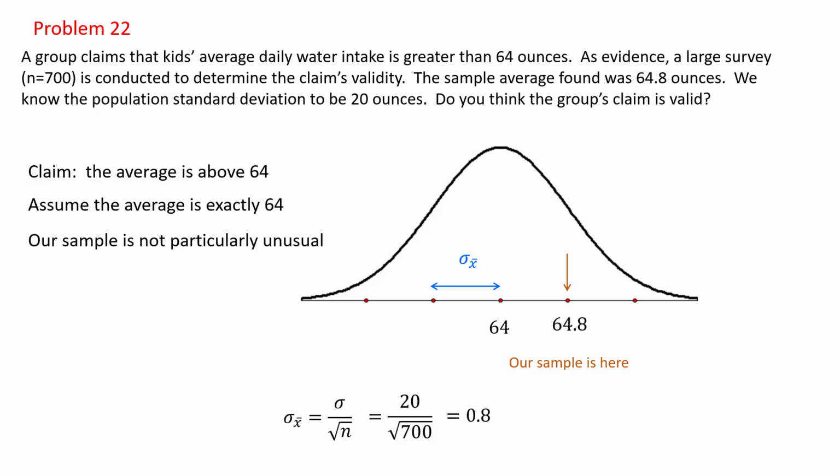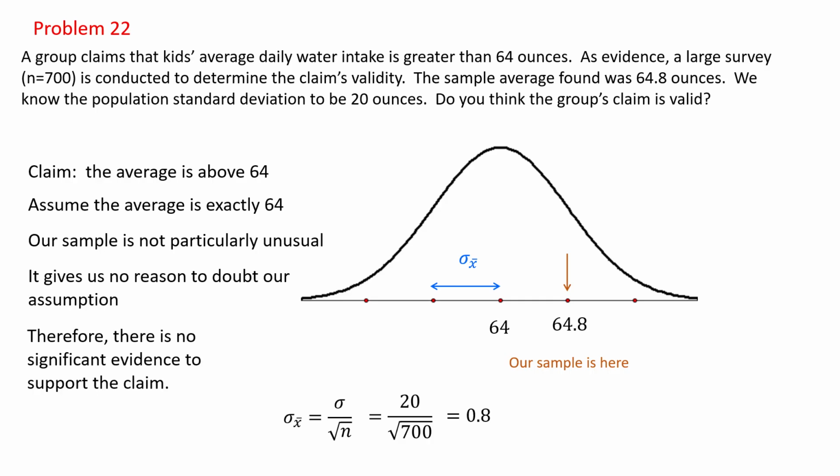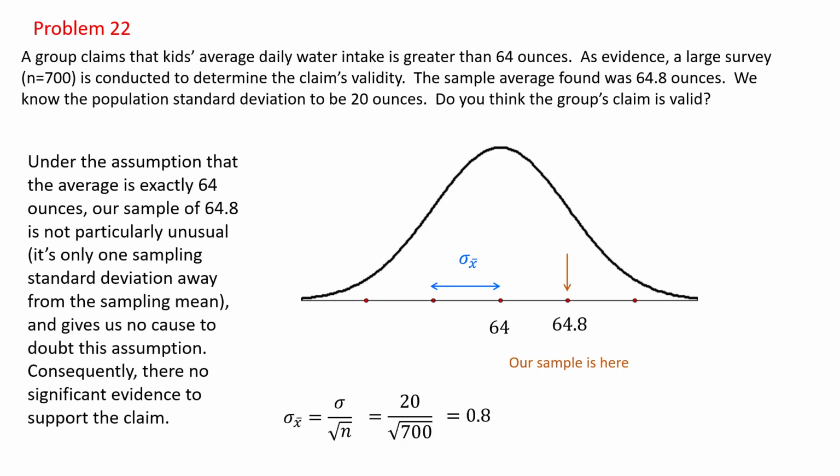And if it's not particularly rare or unusual, then it's kind of expected, given the assumption. And if that's the case, we have no reason to doubt our assumption that the average water intake is exactly 64. And if there's no reason to doubt that assumption, there's no reason to necessarily accept the claim, and the evidence therefore doesn't support it. Take a minute to read this. This is how you might write it out in a nice paragraph.